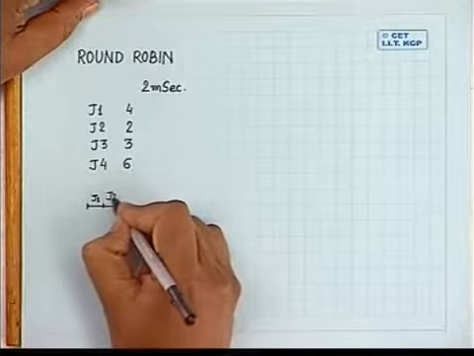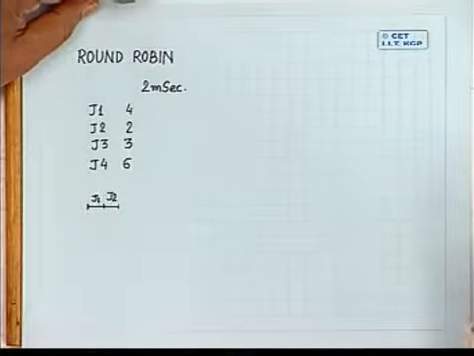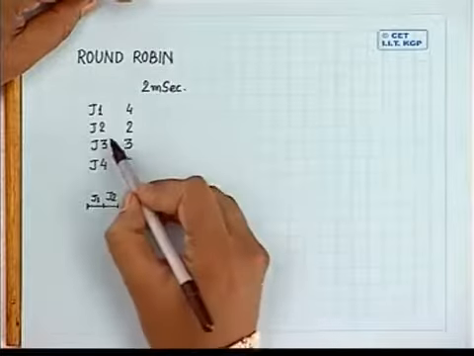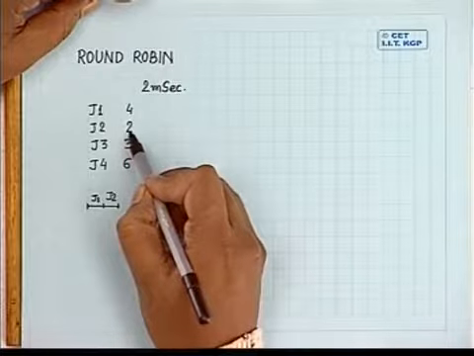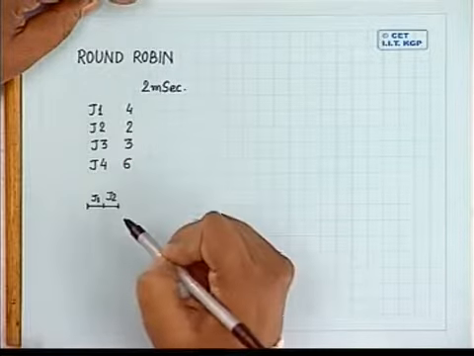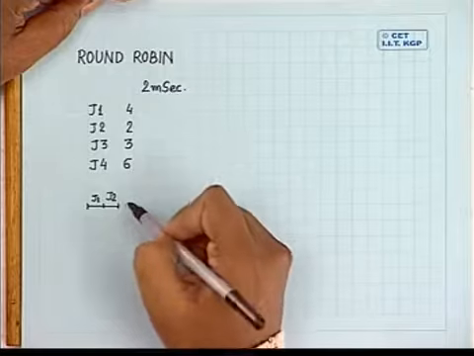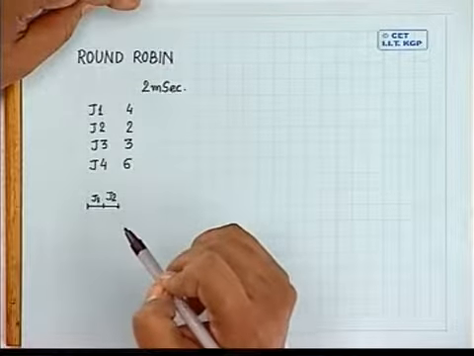J2 will again be executed for 2 milliseconds. And you find that here the CPU burst time requirement of job J2 was also 2 milliseconds. That means the CPU burst requirement of job J2 is complete.